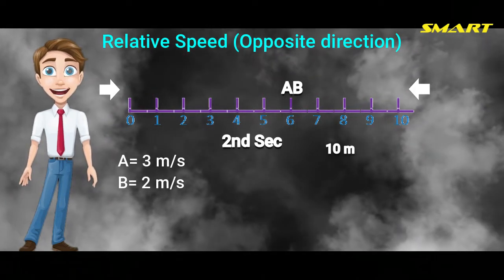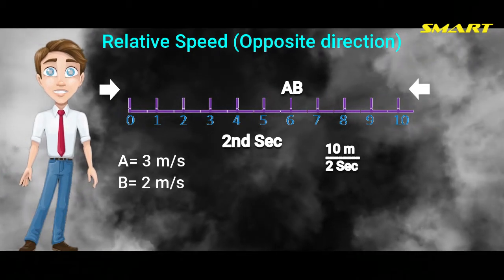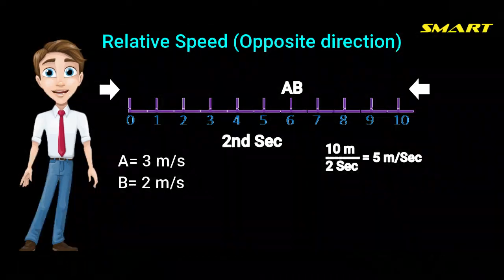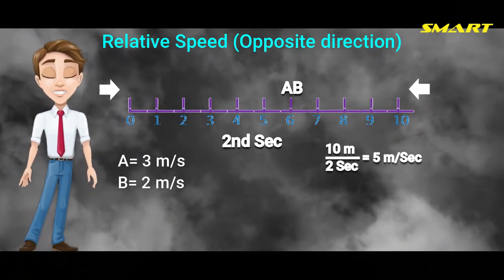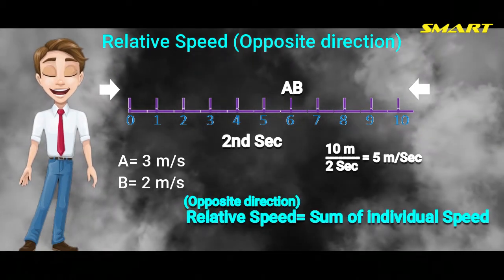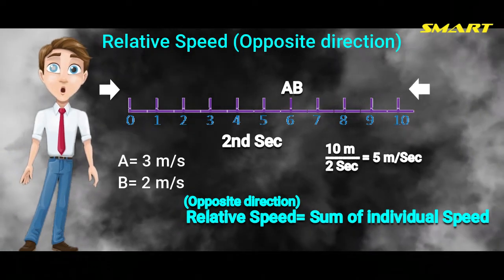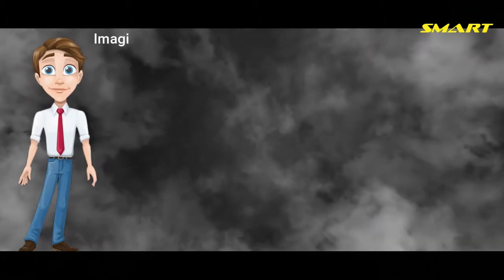If we divide the distance, 10 meters, by that time, 2 seconds, we get an answer of 5 meters per second, and that is nothing but the sum of their speeds. Which means if objects are traveling in opposite directions, then the relative speed will be equal to the sum of the individual speeds. Okay, now let's try to solve some questions.